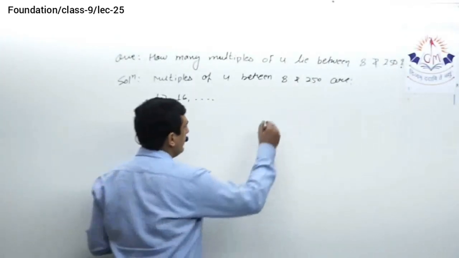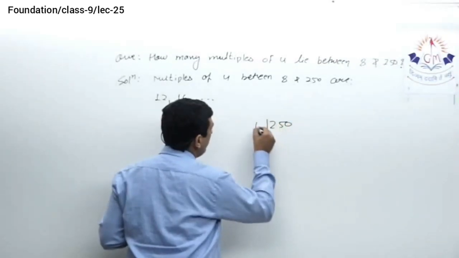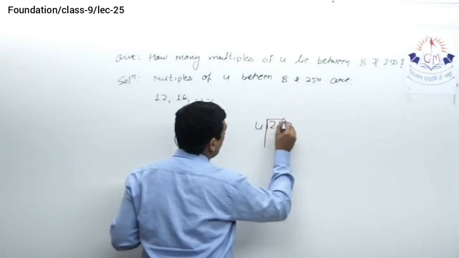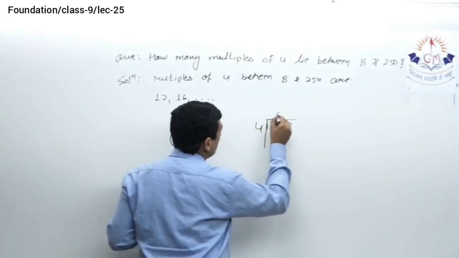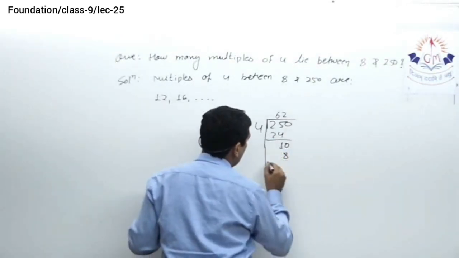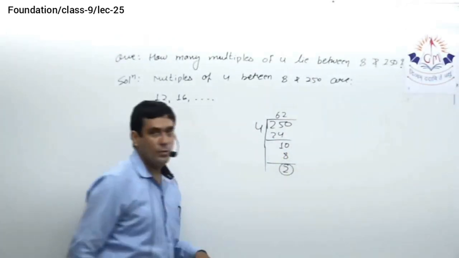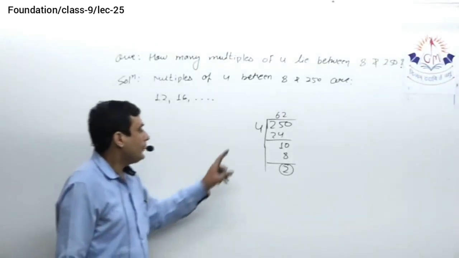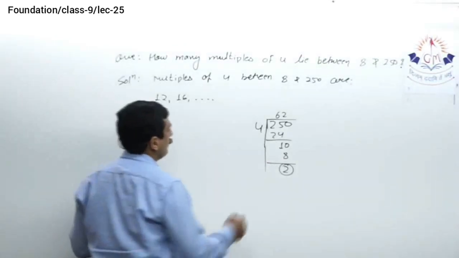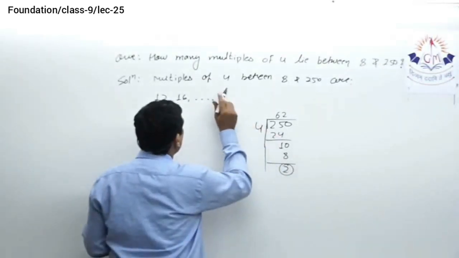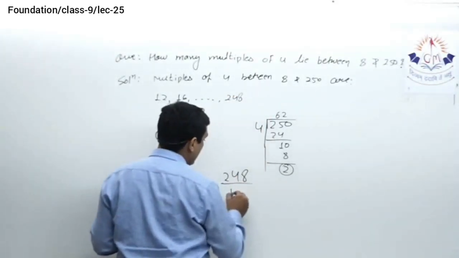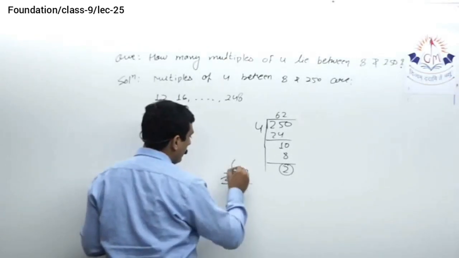Divide 250 by 4. If you divide 250 by 4, what will you get? 4 6 are 24, 1, 0, 4 2s are 8. Here the remainder is 2. Subtract the remainder, and the number will be divisible by 4. So the last number will be 248. If you have any doubt, you can check it by dividing it by 4.